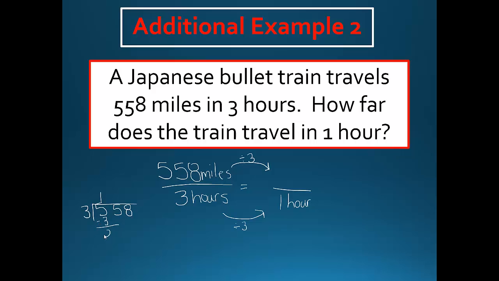We will subtract and get 2 and then bring down our 5. 3 will go into 25 8 times, and 8 times 3 is 24. We will subtract and get 1, and then we'll bring down our 8. 3 will go into 18 6 times, and 3 times 6 is 18. When we subtract, we will get 0. So we have 186 miles. So our answer would be 186 miles in 1 hour, or 186 miles per hour.